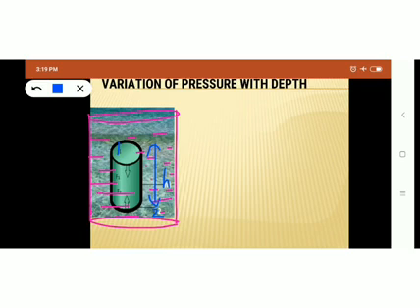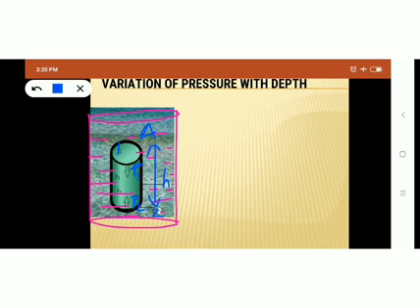Hence F1 and F2 will be related to P1 and P2. P1 is the pressure acting on point 1, and P2 is the pressure acting on point 2. Then what is the area? The base area of the cylindrical element is A.